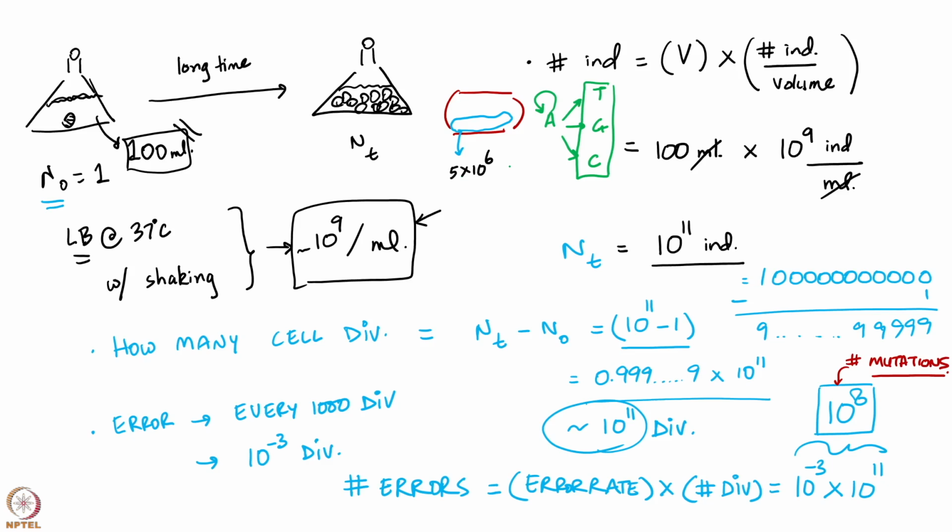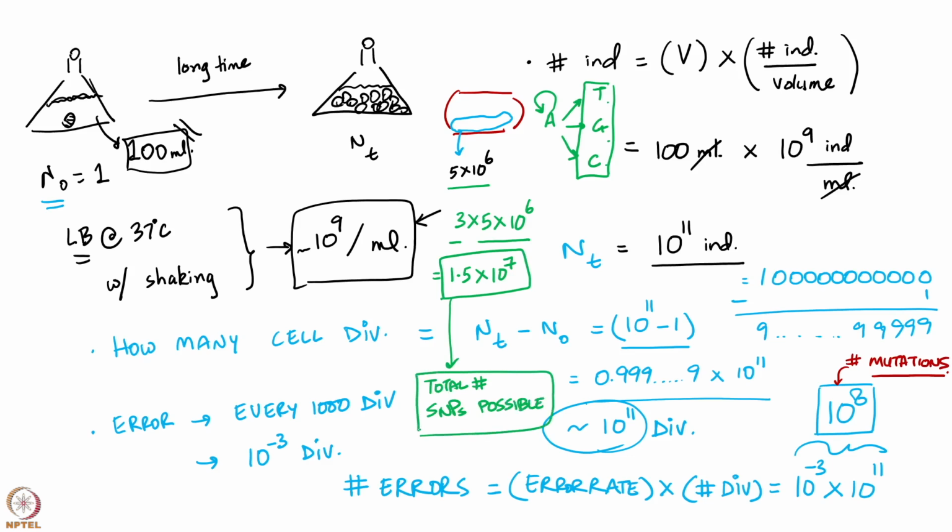So, these are the only 3 mutations that are possible at every one of these 5 into 10 to the power 6 positions. That means the total number of mutations that are possible is simply equal to 3 into 5 into 10 to the power 6. This 5 into 10 to the power 6 is the size of the genome, and this 3 is the number of mutations possible at any one point. You could be any one of the 4 nucleotides, and you could acquire a mutation and become any one of the 3 remaining nucleotides. So, this is equal to 1.5 into 10 to the power 7. This is the total number of SNPs possible.